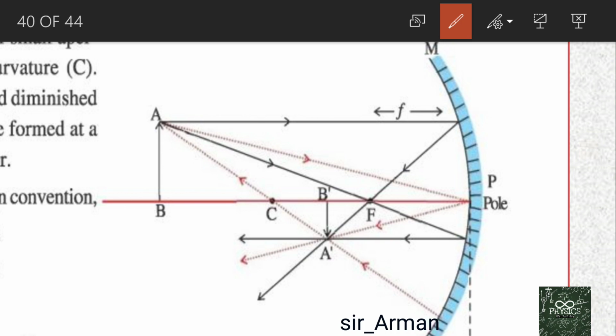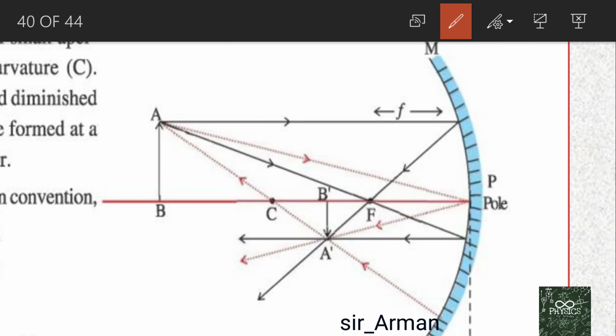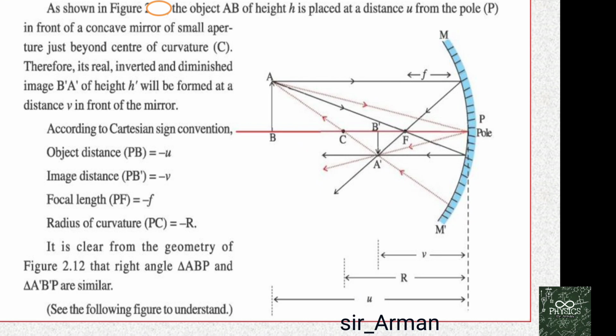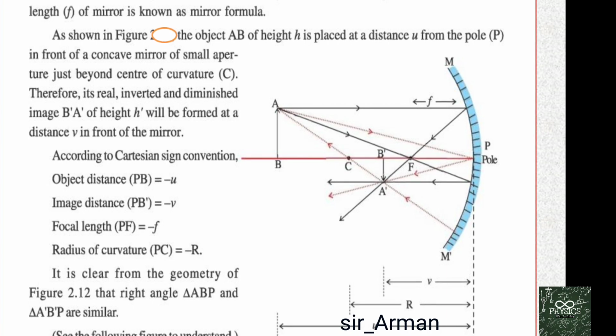If you see the Taj Mahal, right, then its mini version is a scaled down version. So both are similar but their sizes are different. So we can say this triangle ABP and A dash B dash P are similar. So if you know the theorem of similar triangles, then if we take the ratio of these two triangles, it will be similar. We will see in the next slide.